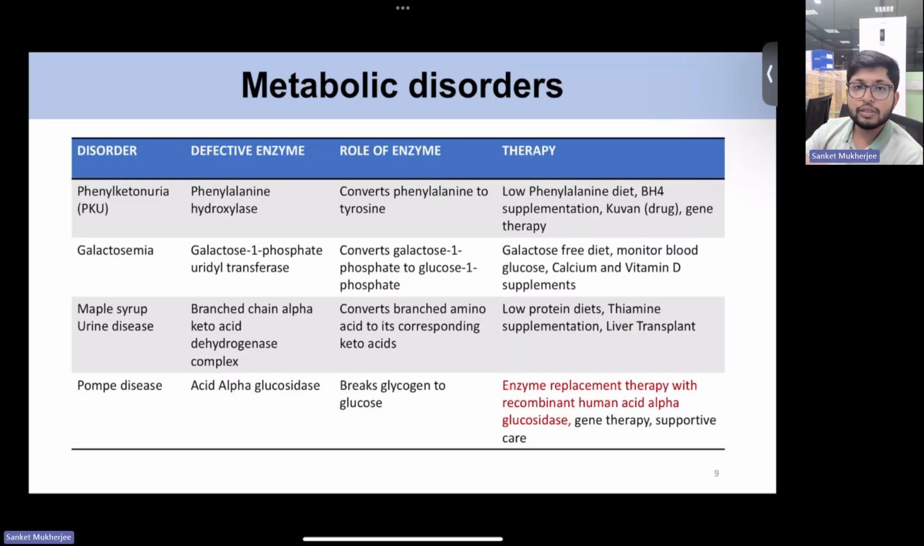Now, talking about the disorders and their specific enzymes. For example, in case of phenylketonuria, the defective enzyme is phenylalanine hydroxylase, which converts phenylalanine to tyrosine. But a defective enzyme will not be able to convert phenylalanine to tyrosine, leading to accumulation of phenylalanine. Now, the therapy which is recommended is low phenylalanine diet, BH4 supplementation, Kuvan is a drug, and gene therapy.